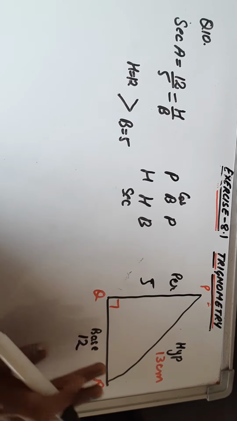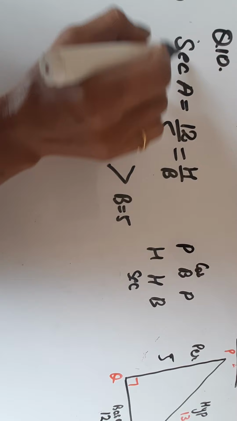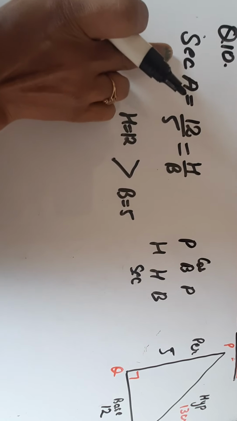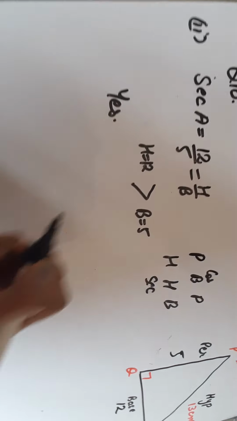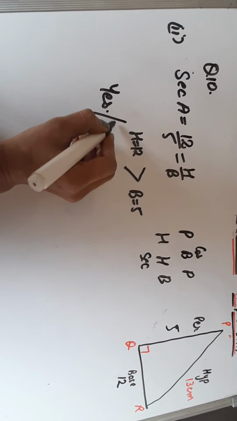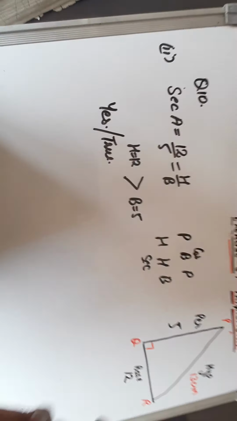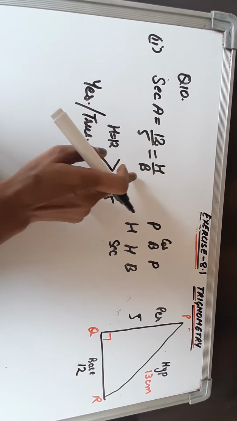हमेशा बड़ा ही होता है, तो क्योंकि यहाँ पर hypotenuse उन्होंने बड़ा लिया है, base छोटा, so yes, this value is possible for secant A. So answer to second part is yes, true. The answer to second part is true because the hypotenuse is greater than base.